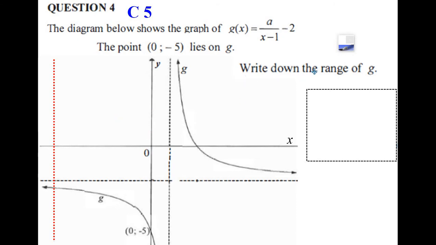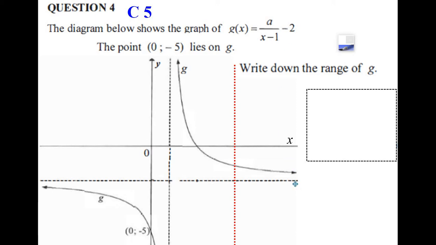It says write down the range of g. And what the range means is what are all the possible y values. Okay, so when you look at that, it looks like y can be just about anything, but it can't be this dotted line right here, which is the horizontal asymptote. Well, this horizontal asymptote, you have to just learn the place that the hyperbola can't go.